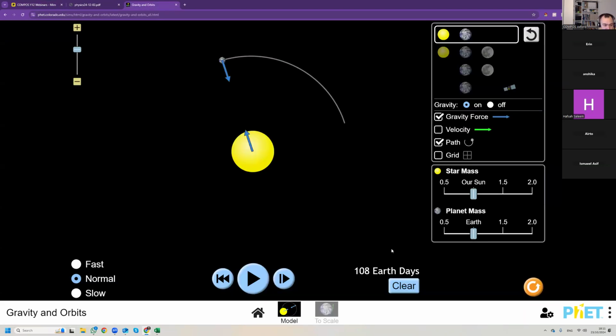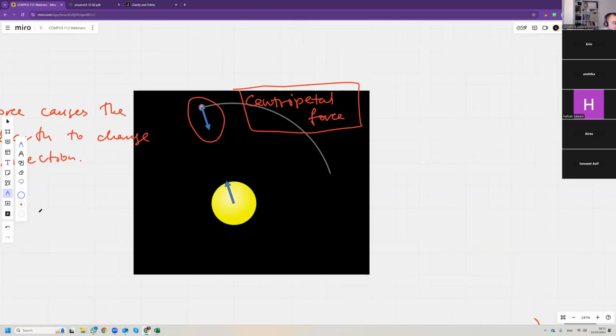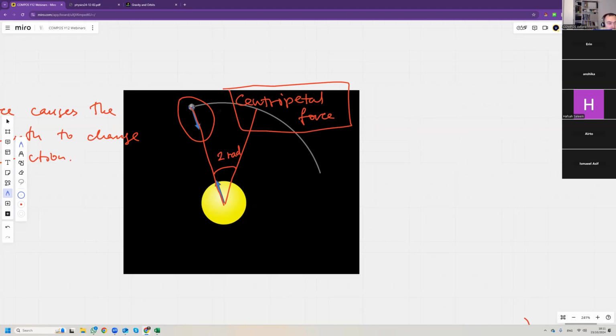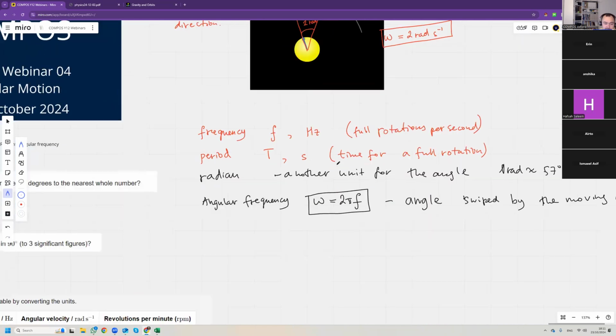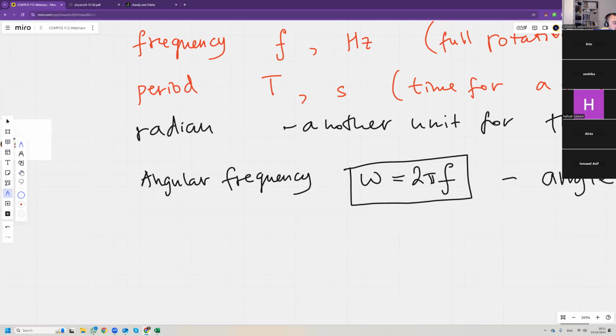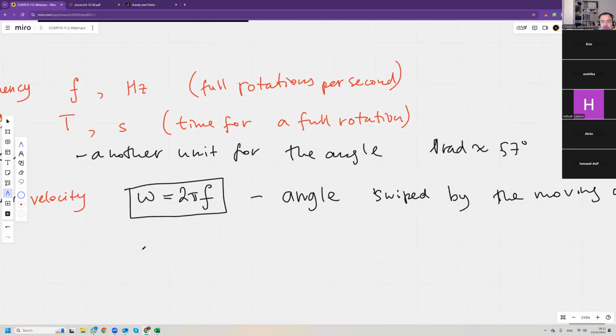Let's see if there's an option here. Unfortunately, I don't see an option here. But anyway, let's say this angle is 2 radians, for example, and the time is 1 second, then it is 2 radians per second. So omega, the angular frequency, is 2 radians per second. Angular frequency or angular velocity, which is the same thing. Let's call it angular velocity. Angle swept by the moving object in 1 second.